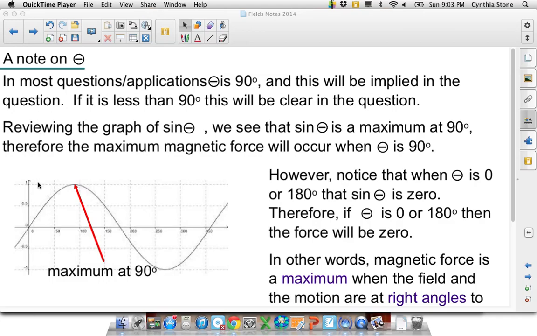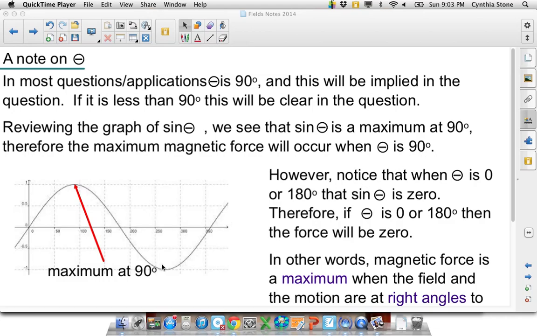So if we look at a graph of sine theta, here's the sine curve. At 90 degrees, it's a maximum. So that means that the maximum magnetic force will occur when theta is 90 degrees. Sometimes a question will be worded like that, like what's the maximum magnetic force the particle could experience or something like that. And then by virtue of the word maximum, you need to know that theta is 90, sorry.